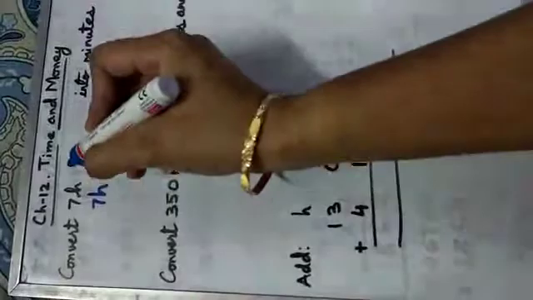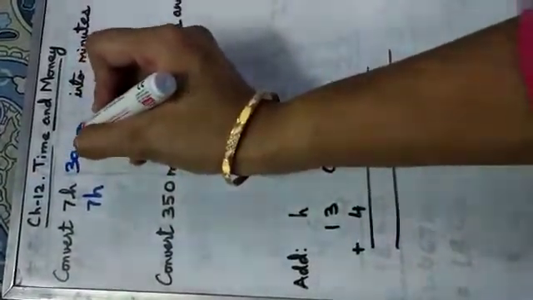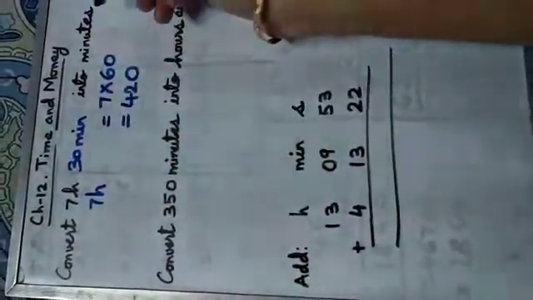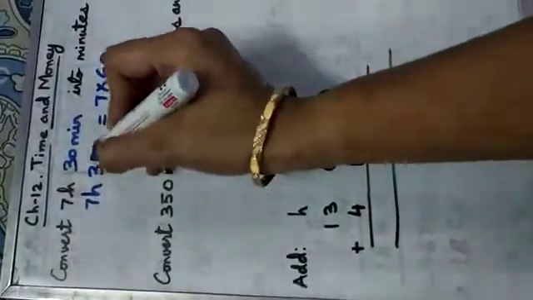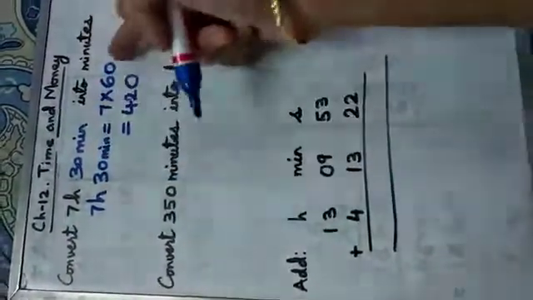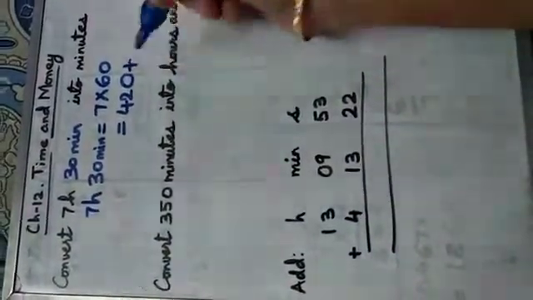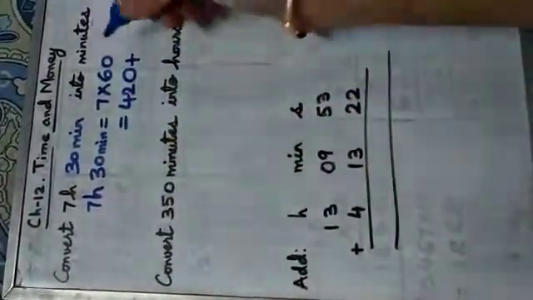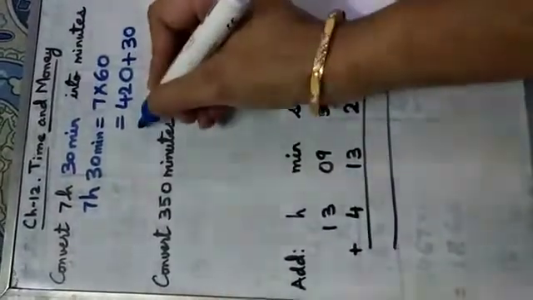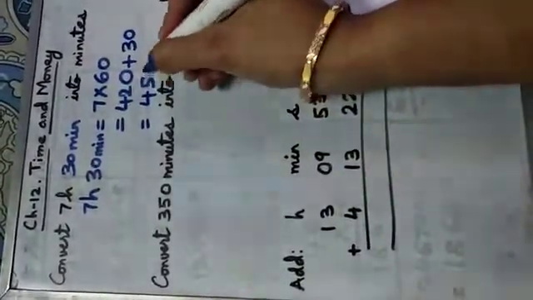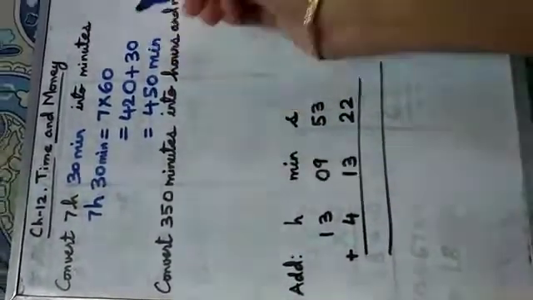Suppose we have 7 hours and 30 minutes and that has to be converted into minutes. In that case 7 hours first will be converted into minutes, that will give us 420, and apart from this 30 minutes will be added to this 420. So what will be the sum? The sum will be 450 minutes.